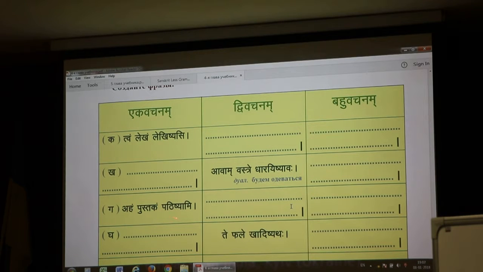Pustake. This is neutral gender. Pustake. Pustakam is ekvachan. In dvivachan, it will be pustake and patishyamaha. Oh, sorry. Patishyavaha. Correct? So what happened? Aham avam. Avam pustake patishyavaha. And the last one, similarly, will become Vayam pustakani patishyamaha.